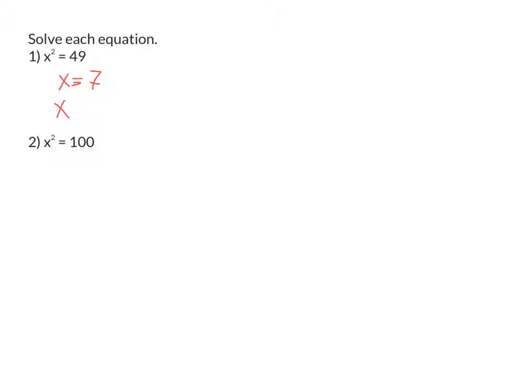If we were to square -7, that will also get us 49, because -7 squared, two negatives make a positive, as well as two positives make a positive. So that's why we have those two answers.